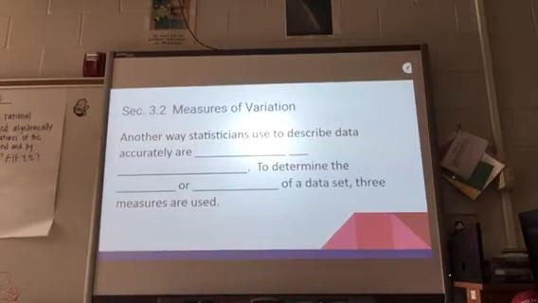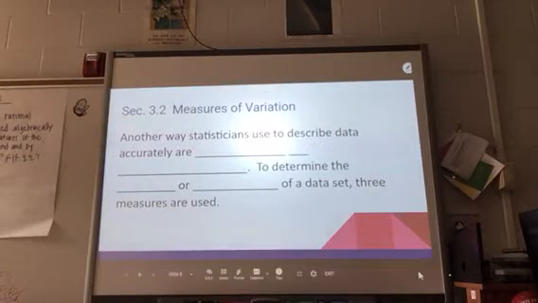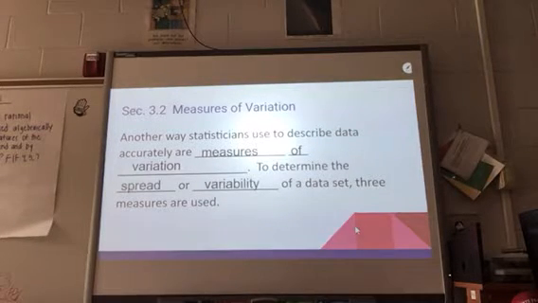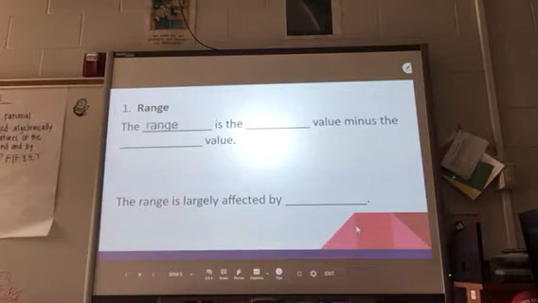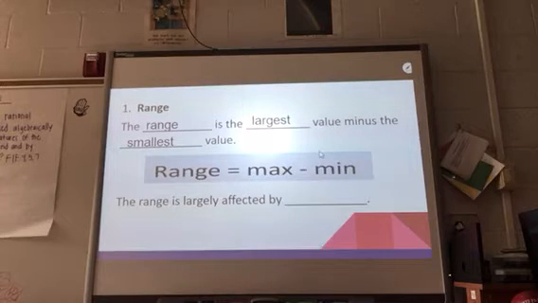Okay, section 3.2 is called measures of variation. Another way statisticians use to describe data accurately are measures of variation. To determine the spread or variability of a data set, three measures are used. First is the range, which is the largest minus the smallest. The range is largely affected by outliers.